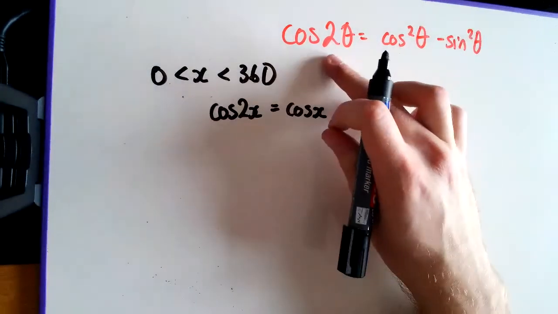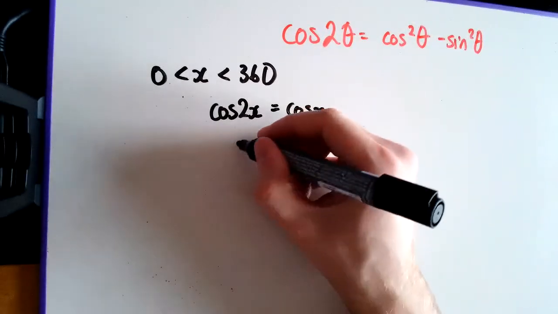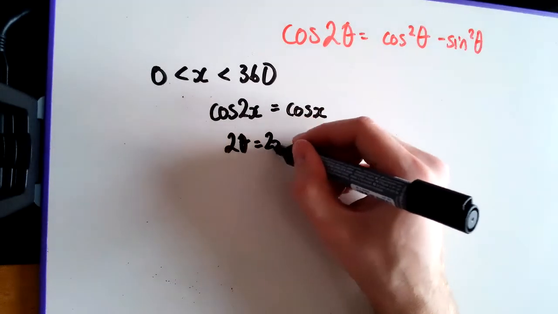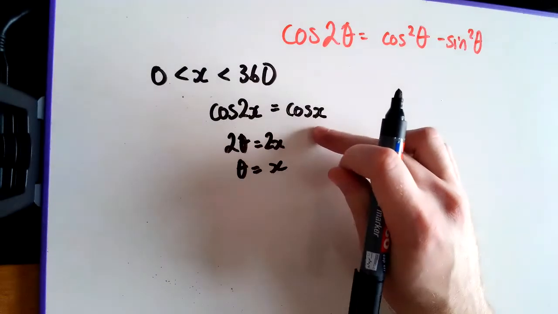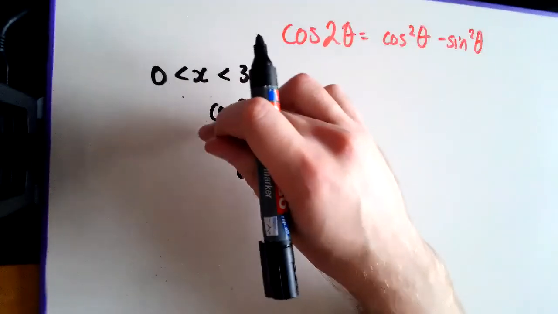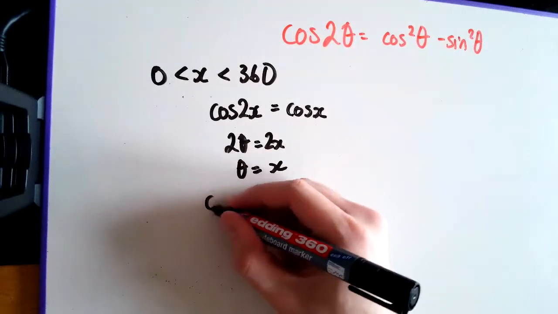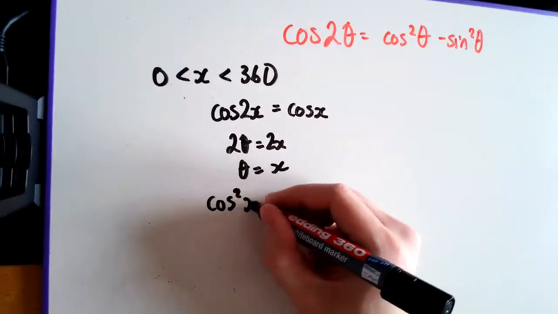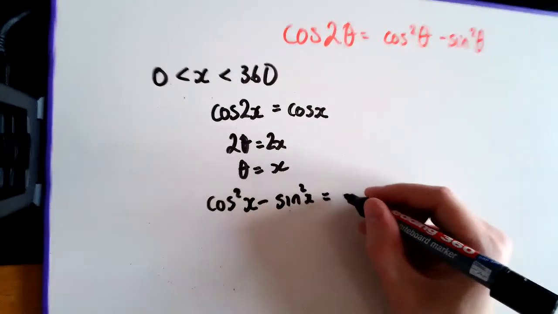Well, looking at this, I've got different angles, and this one's the double one, so I want this one to be 2 theta. So 2 theta is 2x, so theta is just x. I can't change cos x, but I can change the double angle. I can change cos 2x by using this. So I get cos squared theta, which is x, take away sine squared theta, which is x, equals cos x.